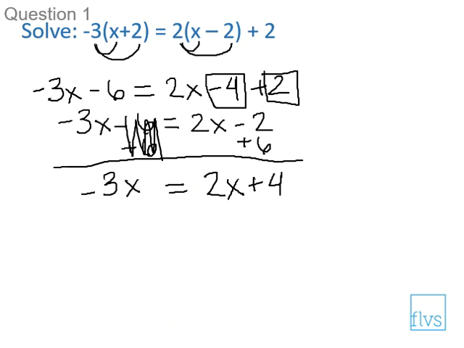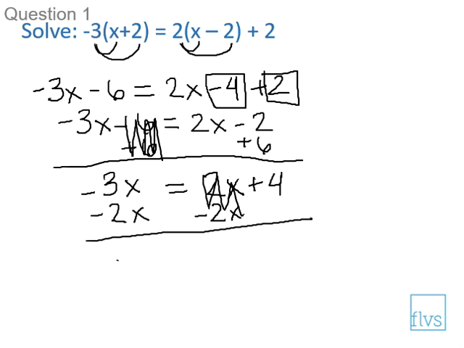All right, now we need to move the 2x to the other side. So we would subtract 2x from both sides. Again, the opposite of a plus is a minus. And giving us negative 5x equals 4.